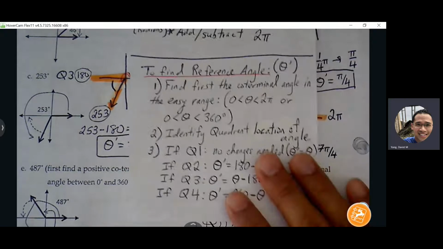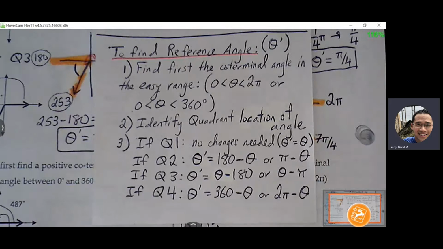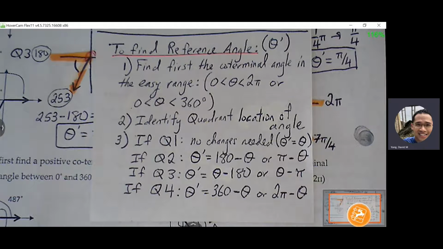Okay, so I'm going to highlight the steps that we're going to take for more complicated problems. To find a reference angle, sometimes the angle given to you is not within the easy range. Let's say the angle given to you is like 460 or -20. You're going to find a coterminal angle that you can at least recognize, either adding or subtracting 360 or adding or subtracting 2 pi to get into that range that you can look at and know which quadrant you're in, because that's the important thing.